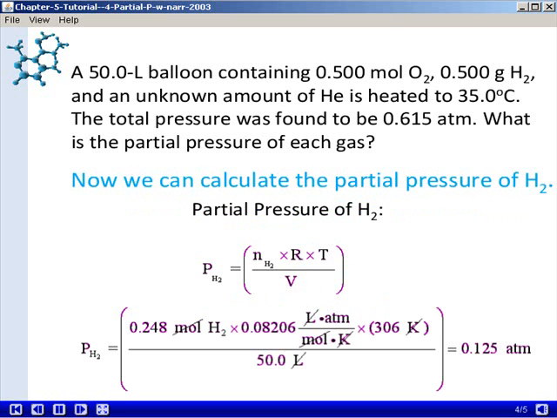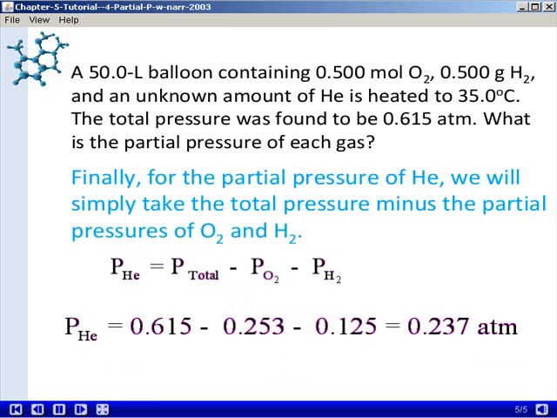Again, we will use the ideal gas law, PV equals nRT, to calculate the partial pressure of hydrogen. Rearranging PV equals nRT, we find that the partial pressure of hydrogen is equal to the number of moles of hydrogen times the ideal gas constant times the temperature in Kelvin, all divided by the volume in liters. Plugging in our numerical values, we find that the partial pressure of the hydrogen gas is 0.125 atmosphere.